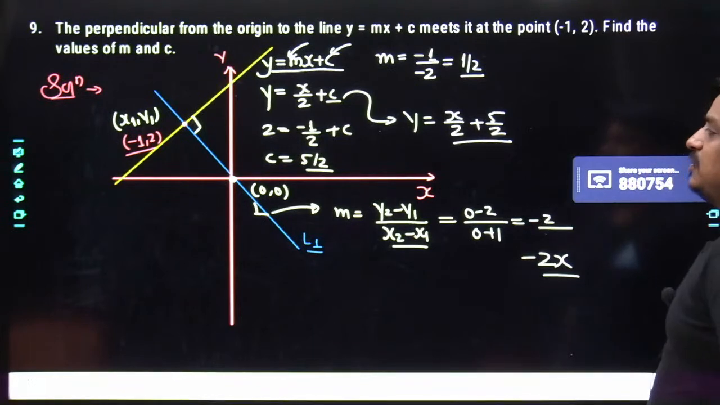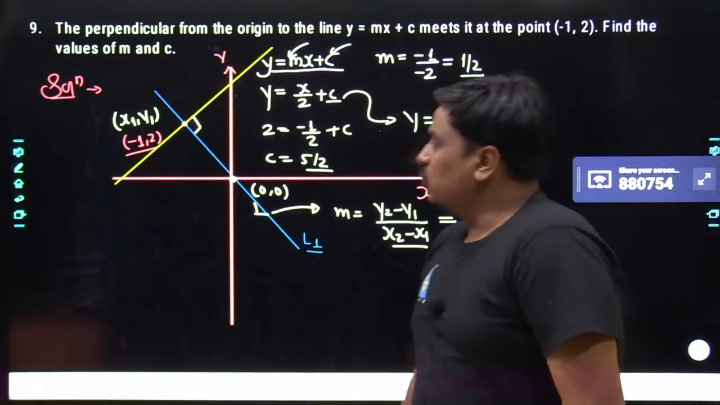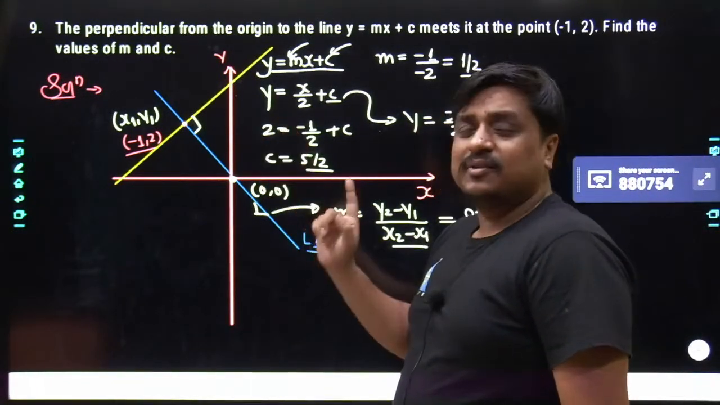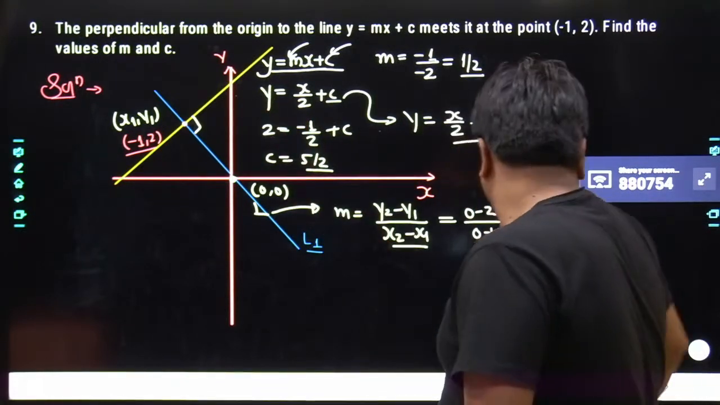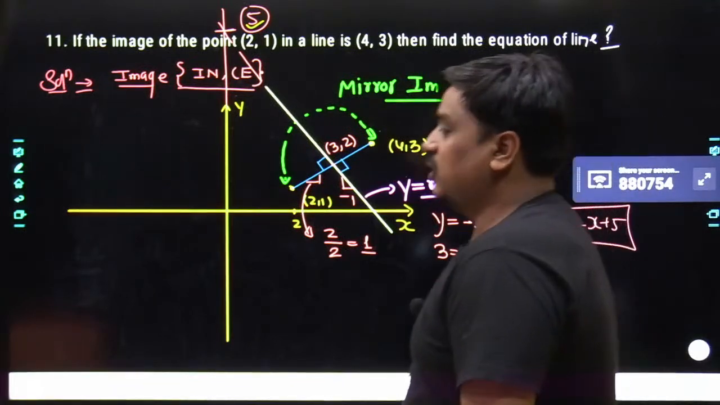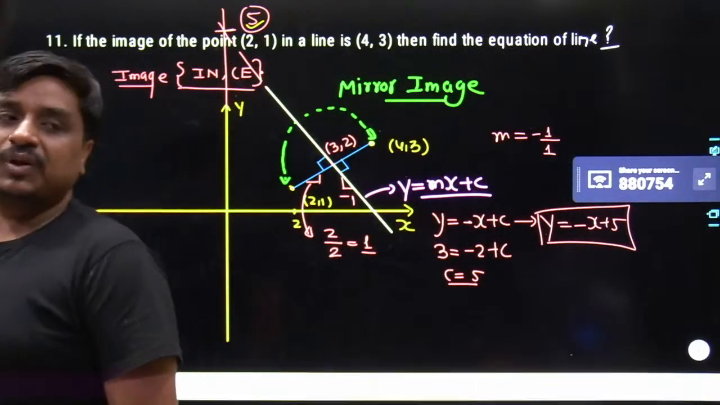This was the third question where I had one equation of a line. We wanted to have the second equation of a line that must be perpendicular to the first. We got to know about it. And next, we were discussing the mirror image.